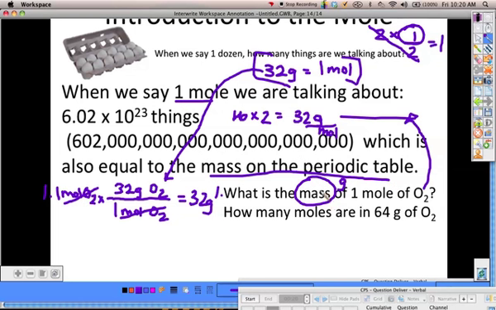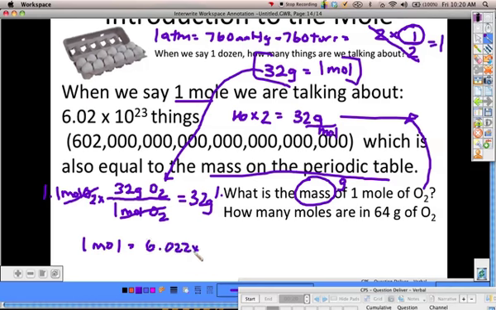So it's like saying from before, we said that 1 atmosphere is equal to 760 millimeters of mercury, which is equal to 760 torr, and so on and so forth. I could go through all of those. They're just equivalencies. So what I'm really saying here is that 1 mole is equal to 6.022 times 10 to the 23rd things.